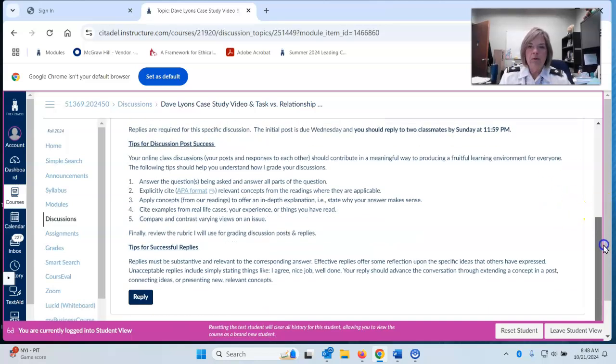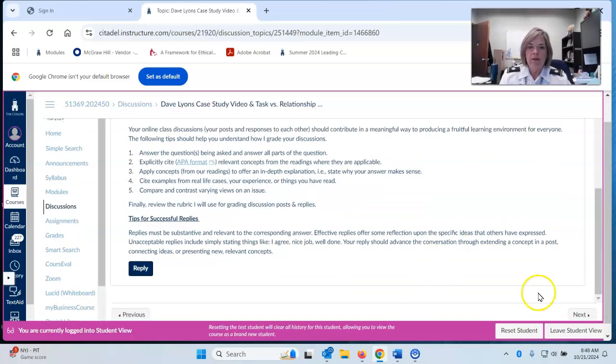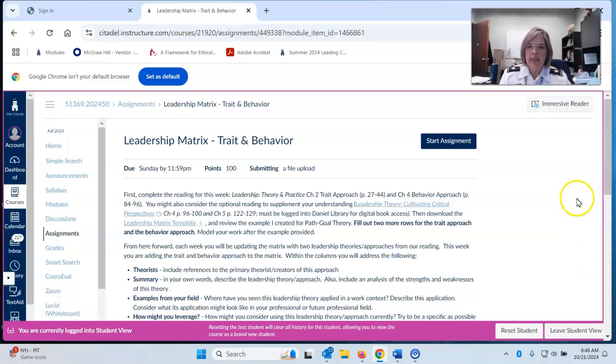And then be sure when you are responding to others that you're trying to create a discussion. Part of the requirement for federal financial aid for an online course is that there be some interaction between students as well as interaction between the professor and the students. So discussion boards are a part of all of our online classes in our program and at The Citadel.